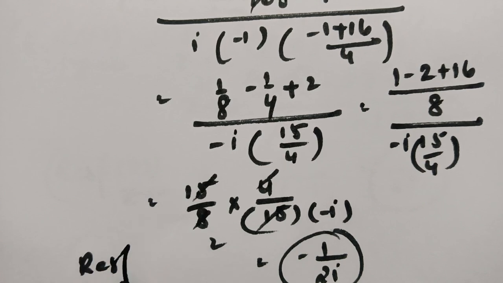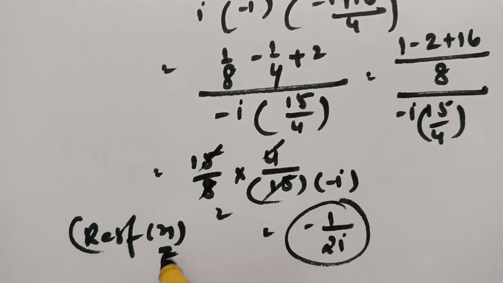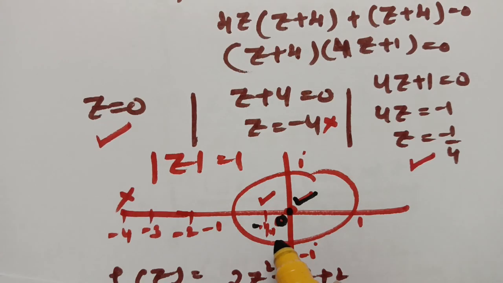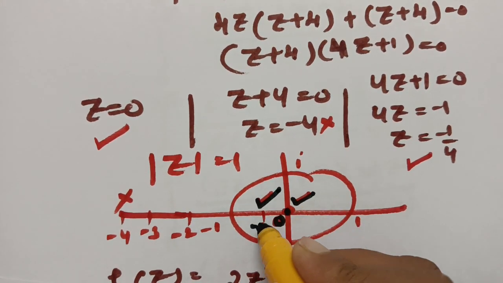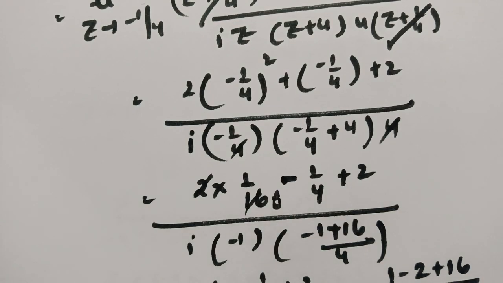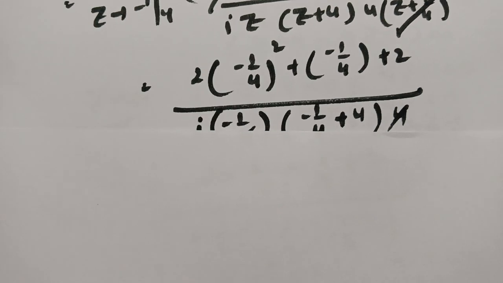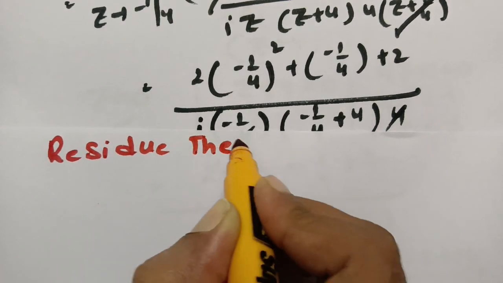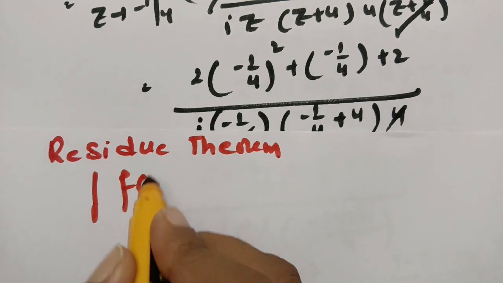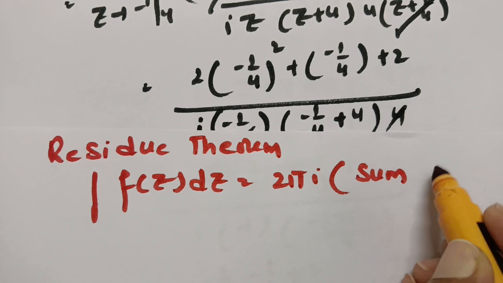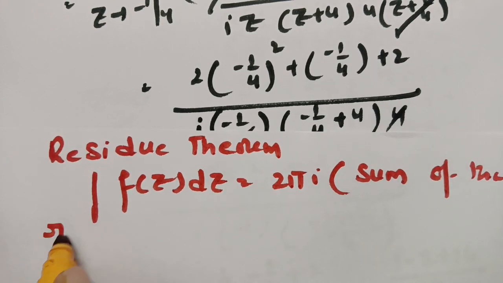So this is the residue value of f(z) at z equal to minus 1 by 4. So we got the residue values at the poles z equal to 0 and z equal to minus 1 by 4. Now we have to apply the residue theorem. According to our residue theorem, the integral of f(z) dz is 2 pi i times the sum of the residues.